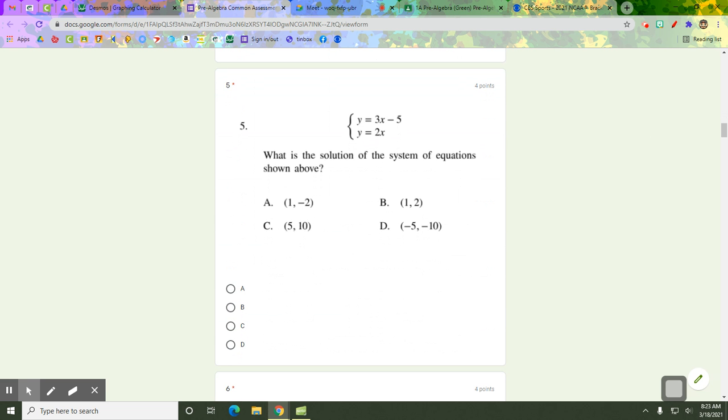Number 5, what is the solution to the system of equations shown above? Here, you can use substitution if you want to. If you don't understand substitution, remember, you can always use Desmos. You can always use a graphing method, plug it in, and wherever those two equations intersect, that's going to be your solution.